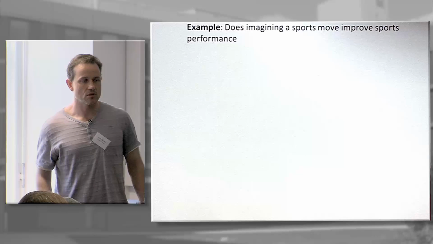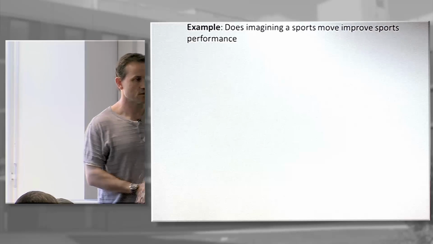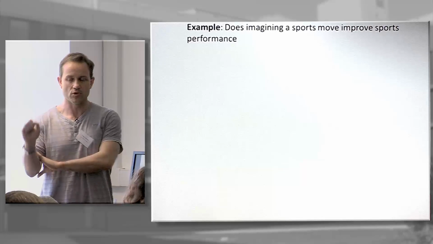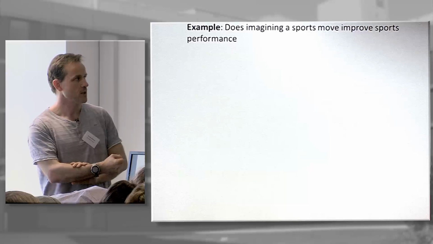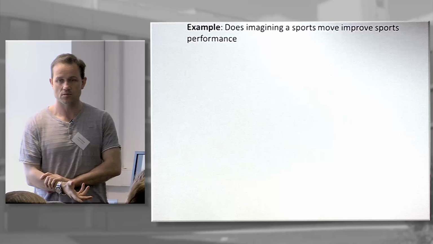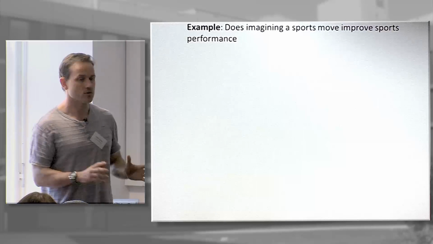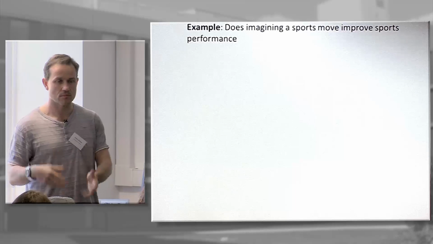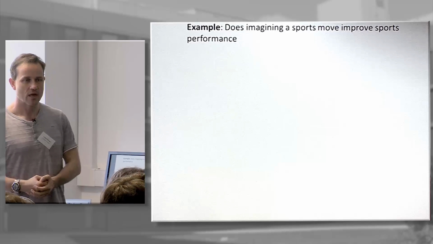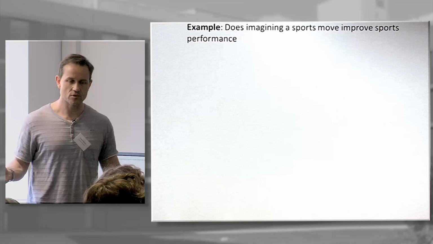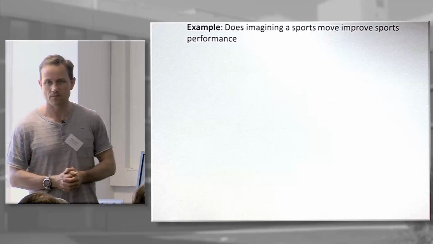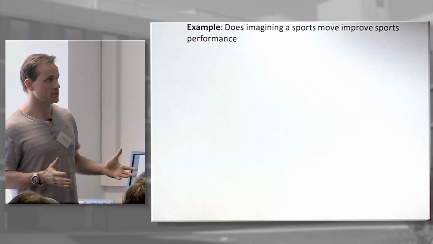So let's imagine we're running an experiment, and we're interested in whether imagining a sport move, like swinging a golf club, for 10 minutes every day for a week will improve our sporting performance. And so what we do is we get people to imagine swinging a golf club and hitting a ball for 10 minutes a day for a week, and we measure the number of balls in the hole before and afterwards, and we get a non-significant result. Maybe we have a control group where they imagine something else. Okay. So we get a non-significant result.